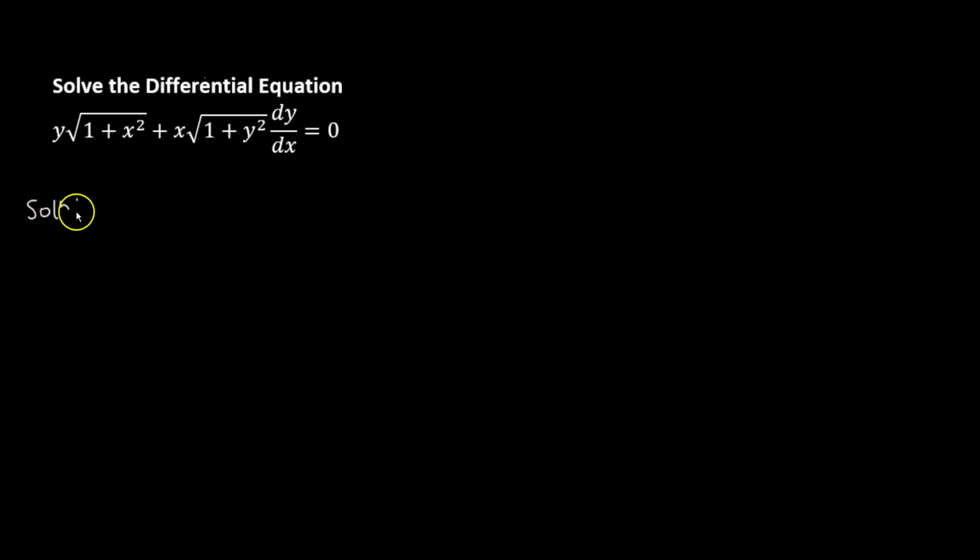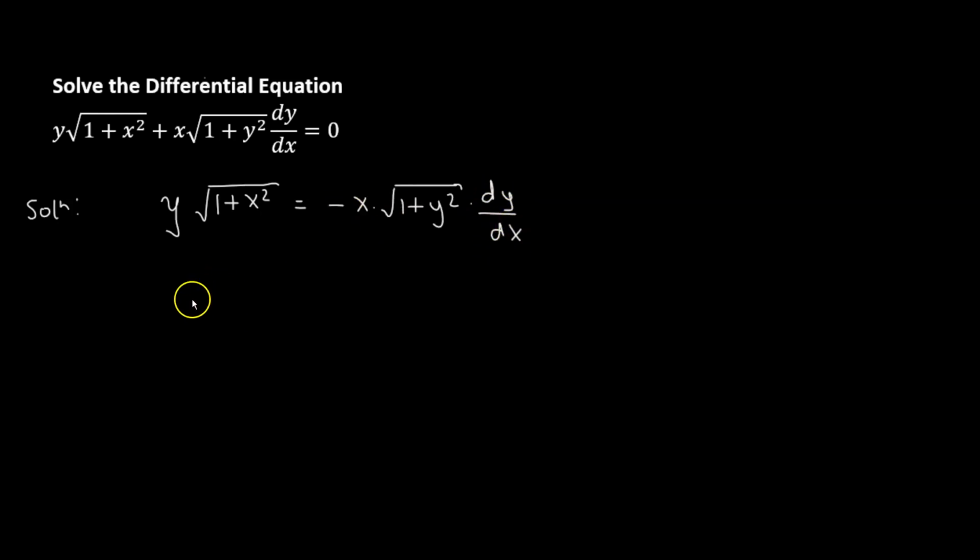So we first rewrite this as y times square root of 1 plus x squared equals negative x times square root of 1 plus y squared times dy over dx. Then we multiply throughout by dx, so that will give us y times square root of 1 plus x squared times dx, which is equal to negative x times square root of 1 plus y squared times dy.